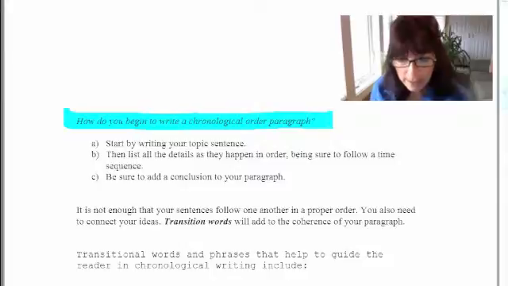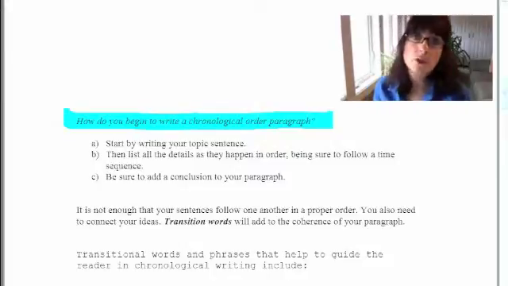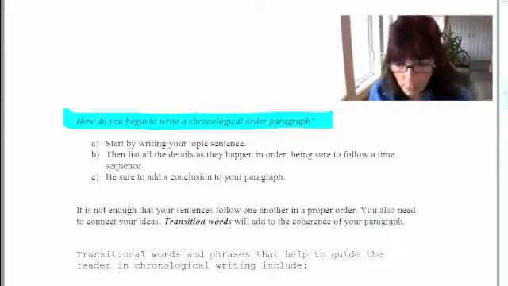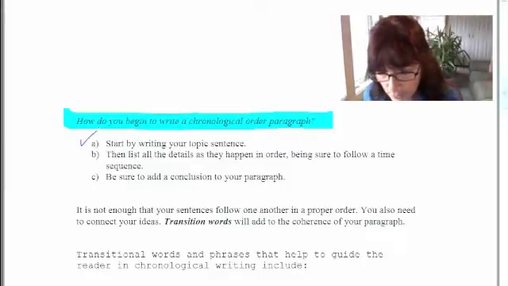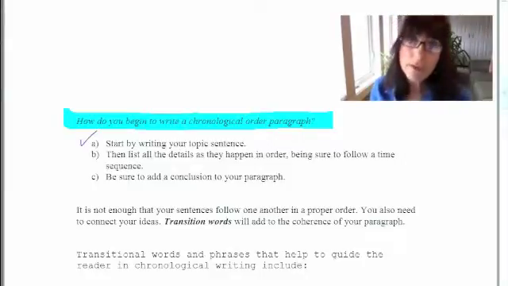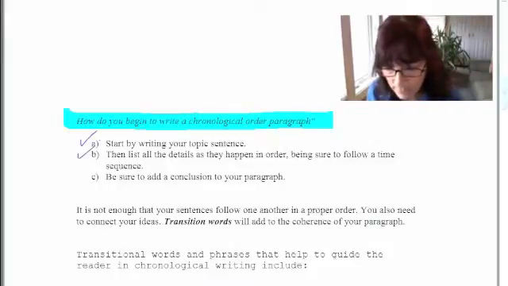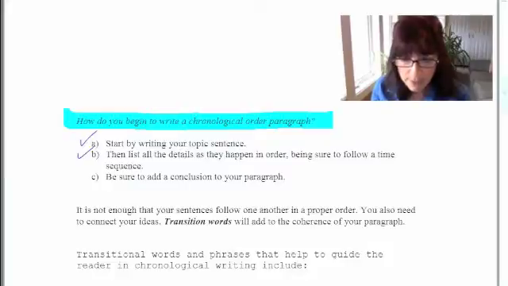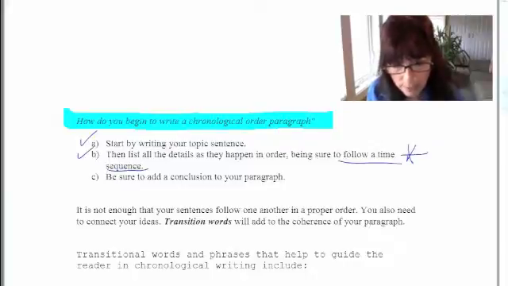So how do you begin to write a chronological order paragraph? Well, I've broken it up into 3 key areas. First, you'd start by writing a topic sentence where you're going to introduce what you're going to be proving. The next step is you're going to list all the details as they happen in order, and you make sure that you're following a time sequence.